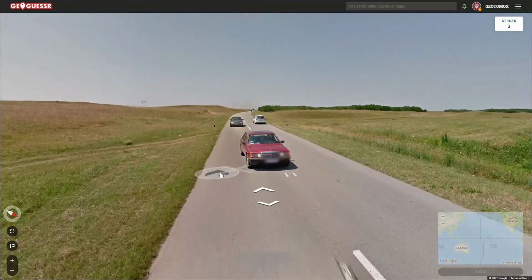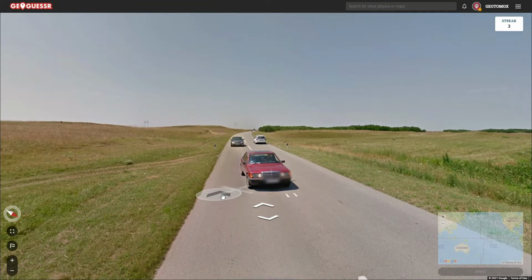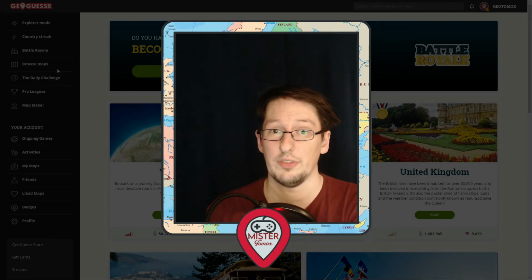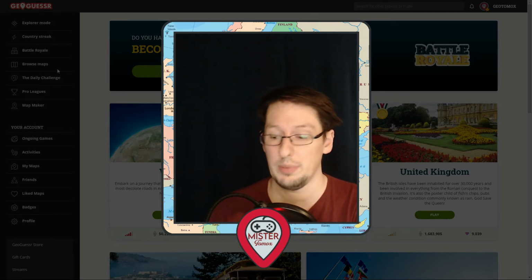But even if you can't see a car driving, you're just on a track and you can't tell which side, you can tell by the steering wheel. So if the steering wheel's on the right, the car drives on the left. If the steering wheel's on the left, the car drives on the right. So that's going to really help you out.